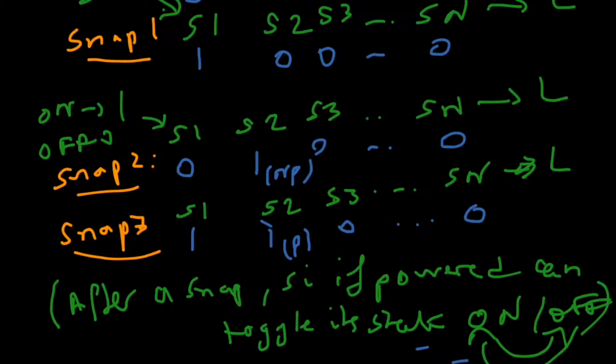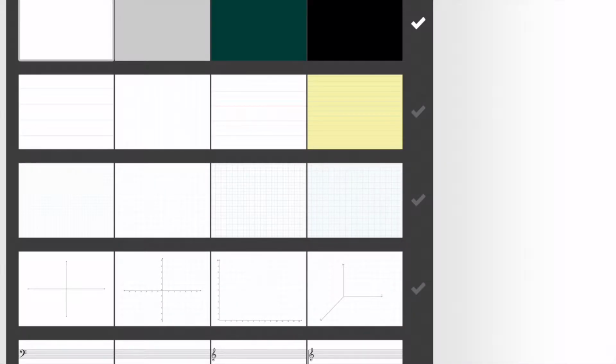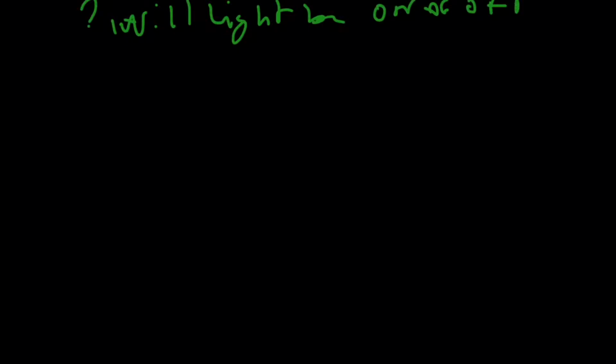And after that third snap, the user just continues doing this for hours, and the question is, will the light be on or off? Be on or off after k snaps. After k snaps.